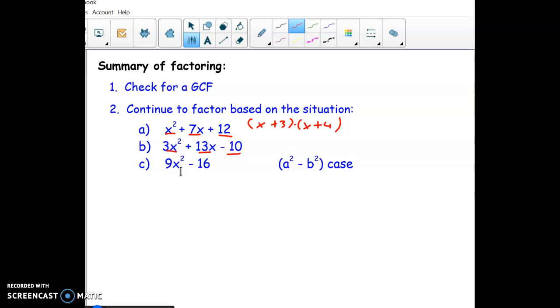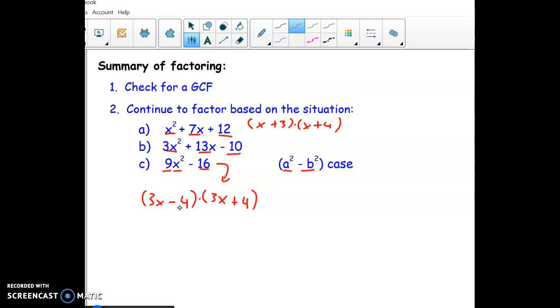All right, and then the last one is just the square minus square case, where these are both perfect square numbers, and x squared is also a perfect square. So you just kind of split it up and say, to make 9x squared, I need 3x and 3x, kind of like the square root, sort of. And then to make -16, I need -4 and +4. Okay, and so as weird as it seems, that thing is equal to those two.